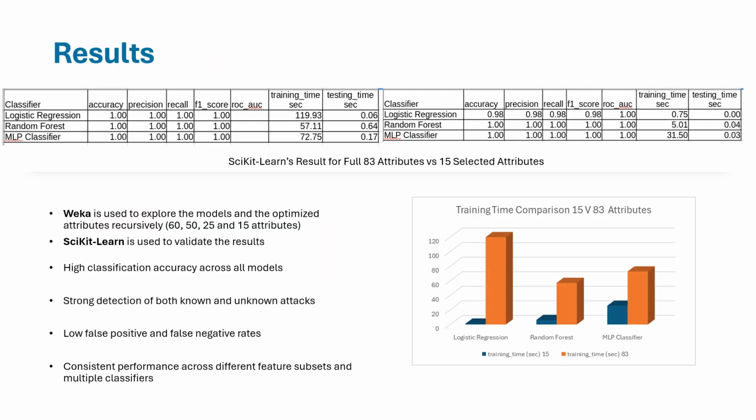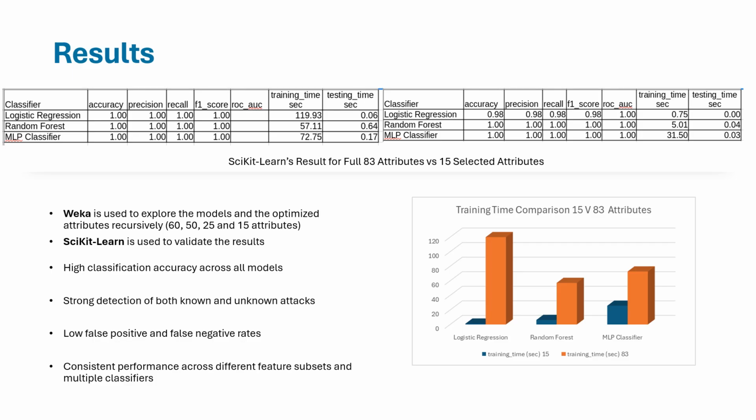Results. In our experiments, we use Quoc-Nam as the primary tool for model exploration and feature optimization. Quoc-Nam allows us to systematically evaluate feature subsets by recursively reducing the number of attributes, from the original 83 features down to 60, 50, 25, and ultimately 15 features. Today we're going to visualize the 83 versus the 15 features.